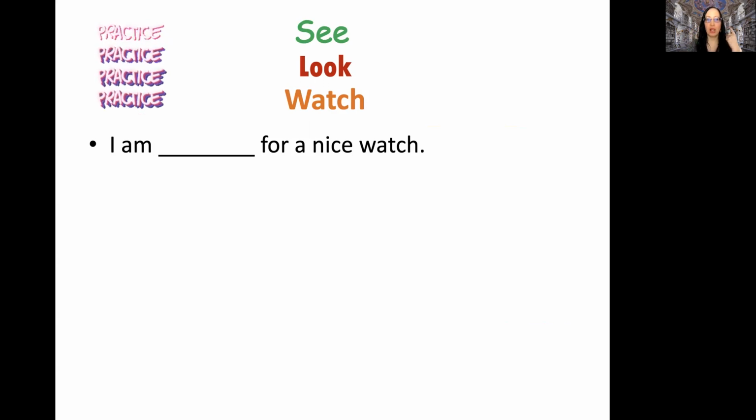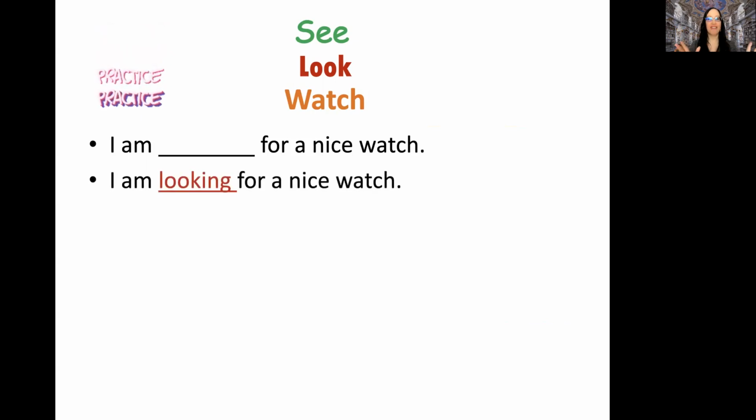So remember the verb, the infinitive to be. So if we have to be, we have to use the continuous. So let's change this and conjugate see, look, and watch. We add the ing, remember continuous. I am seeing for a nice watch. I am looking for a nice watch. I am watching for a nice watch. Which one? All right, I'm looking for a nice watch. Congratulations, great job.